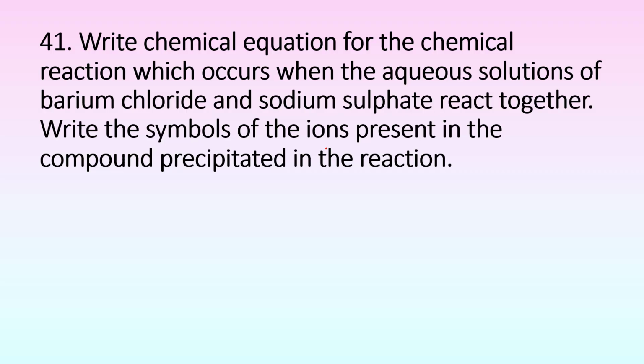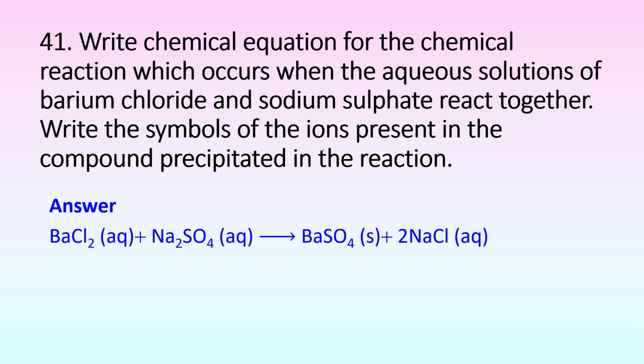Question number 41. Write the chemical equation for the chemical reaction which occurs when the aqueous solutions of barium chloride and sodium sulfate react together. Write the symbols of the ions present in the compound precipitated in the reaction. So the answer is BaCl2 plus Na2SO4 gives rise to BaSO4 plus NaCl. Here BaSO4 is precipitated and the ions present in the compound are Ba2+ and SO4 2-.